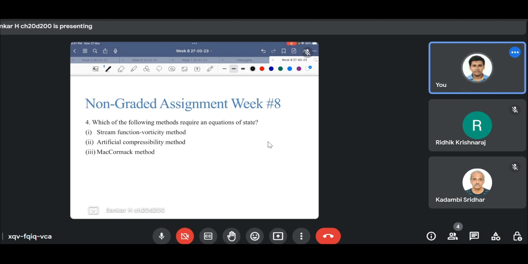Alright, moving on to question number 4. Which of the following methods requires an equation of state? Actually, it's both 3 and 2.